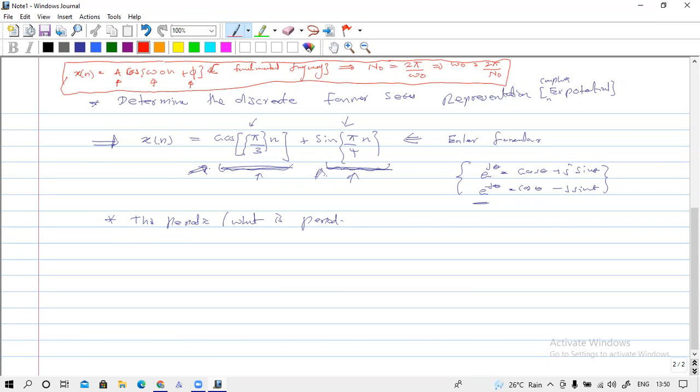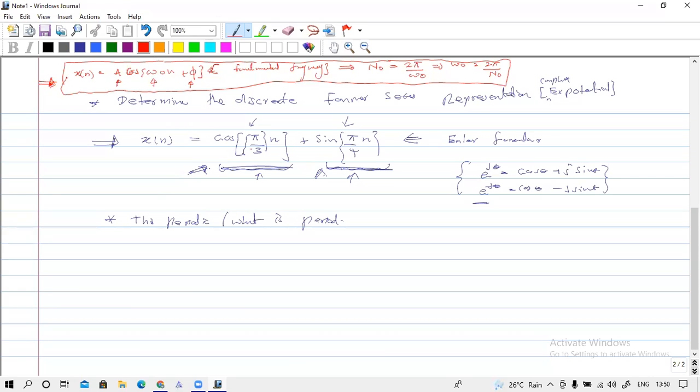I hope you can remember this. You should remember this in your exam paper also. You have to use this knowledge. You have to keep this in your mind. So we will apply this.